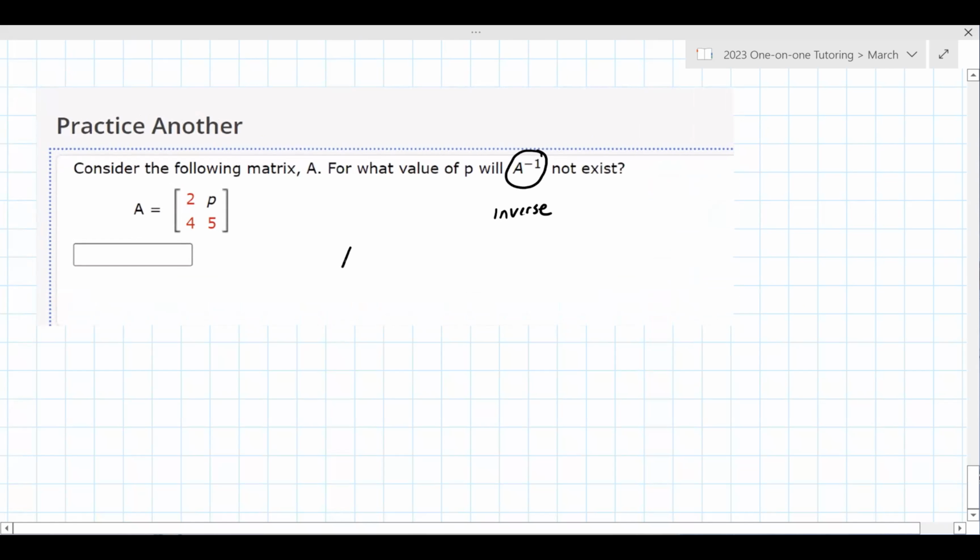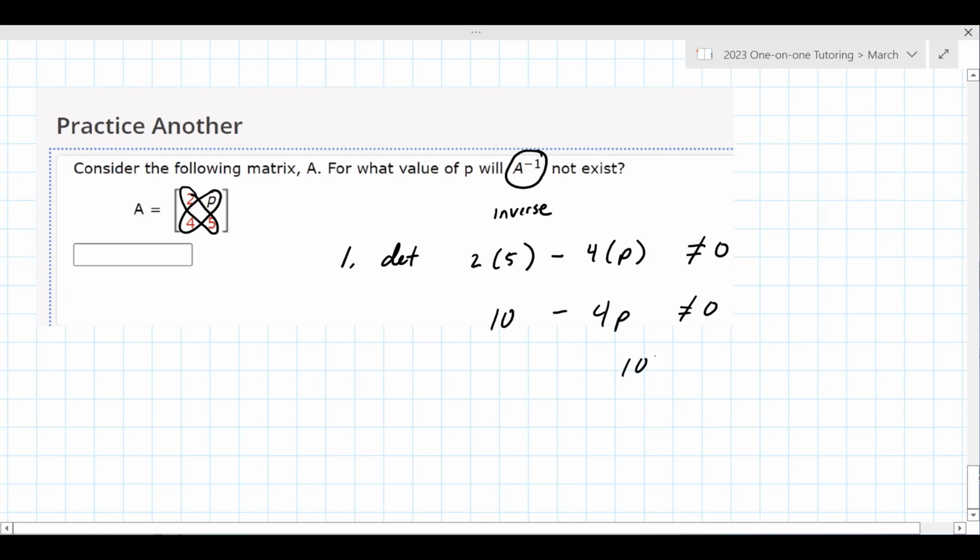So the first thing you have to do is find what's called the determinant of the matrix, and this is done by multiplying diagonally. So you take that 2 and multiply it by the 5, and you subtract the 4 times the p. And this can never be 0. There's a value where when you do this multiplication and subtraction, you get 0. So basically you're just solving this equation for p. 10 minus 4p cannot equal 0.